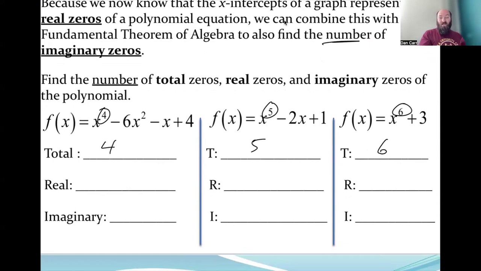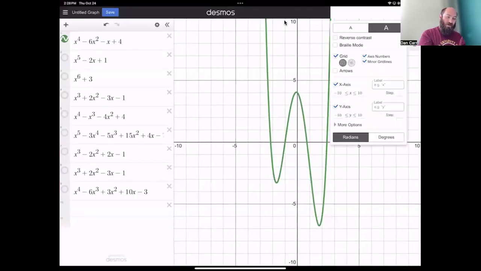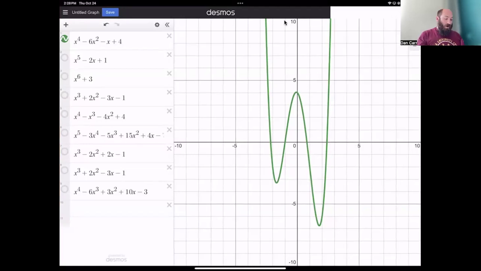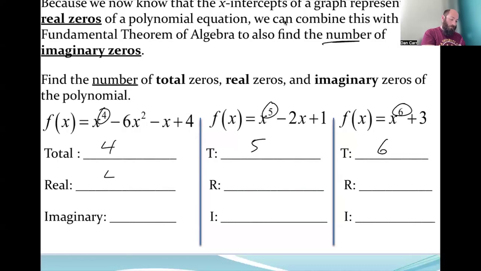But let's go to the graphs to see what they look like in terms of actually crossing the x-axis. So when I come here, here's my first one. Don't worry about all the extra ones for now. We'll get to those in a bit. Okay. So here's x to the 4th minus 6x squared minus 4. You can see it's crossing 4 times. So I have 4 real solutions. So if I come back here, there are 4 real and 0 imaginary.